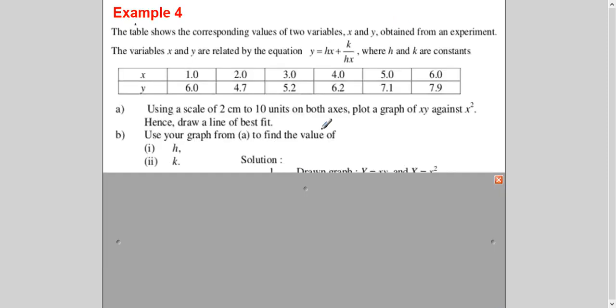Now this is the last type of linear law, in which the experimental values of the nonlinear equation are given to you, and you will change it into linear form. A hint is given to you: xy plotted against x square. It means your y-axis is xy and your x-axis is x square. Of course, you will make a new table for that. It's understood, because I will square this x to get x square, and when I multiply x and y, I will get xy.